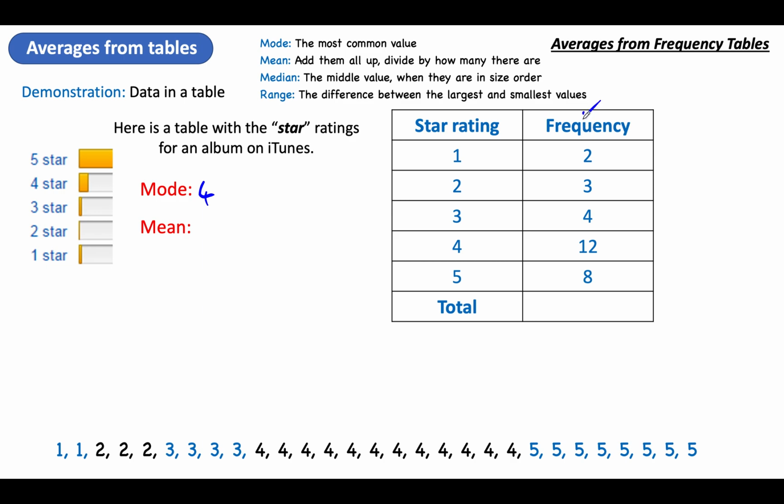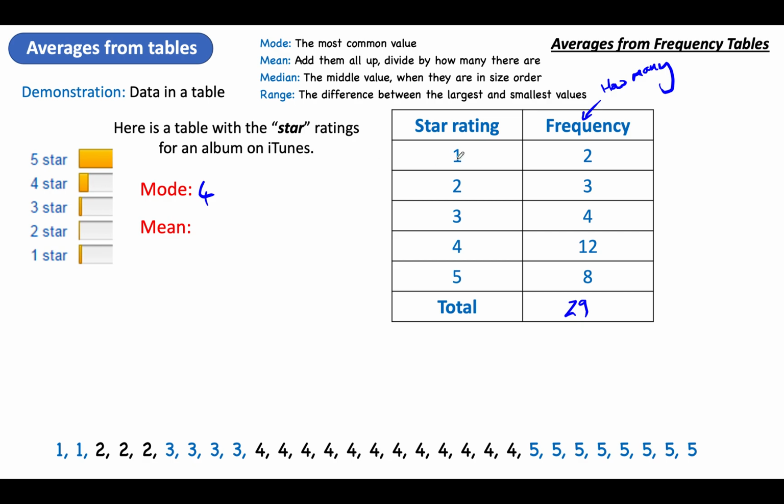Frequency means how many of each thing. So if I want to know how many there are, I just need to add up this column. So 2 plus 3 is 5, plus the 4 is 9. In fact, I've got my calculator here. Why am I doing this? Let's just add it up. I'm a bit tired. It's been a long day. 29. There are a total of 29 people doing star ratings.